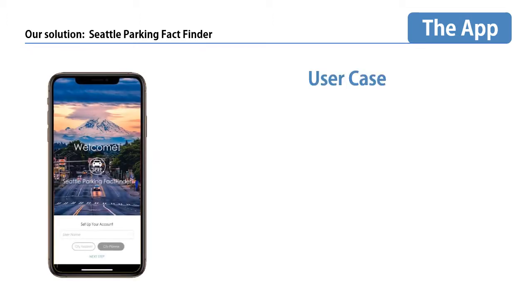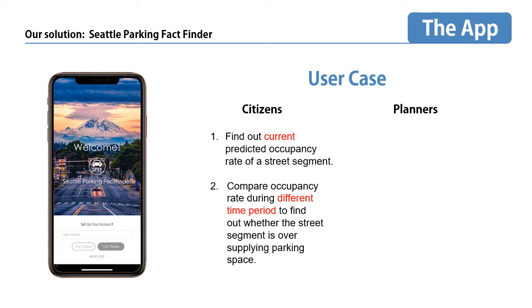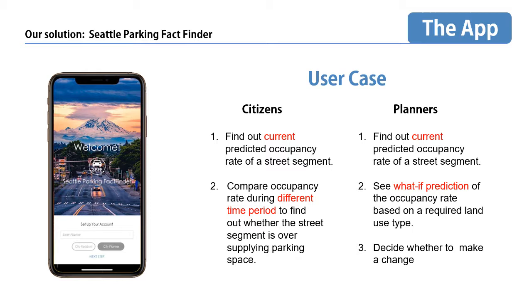It is an application that could predict the occupancy rate of a certain street segment in rush hour as well as normal time. For citizens, they could use the app to check if their street is oversupplied with parking by comparing the prediction with the current situation. For planners, they could easily check on the app to see what the parking demand will change if they change the land use type for a certain street segment.